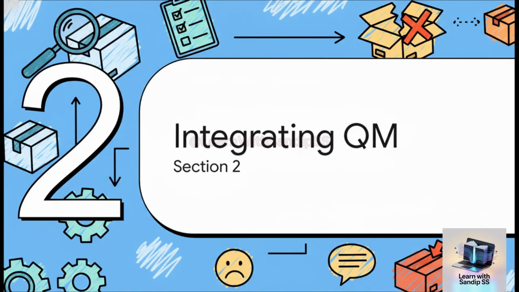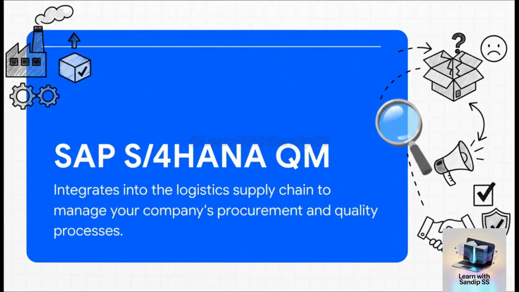And that first line of defense? Well, it has a name. It's the tool that's built specifically for this challenge, SAP S4HANA Quality Management. Now, the most important word you see here is integrates. Seriously, SAP QM isn't some separate piece of software that you have to somehow bolt on. No, it's woven right into the fabric of the entire logistics supply chain. It's what connects your procurement, your inventory, and your production teams to manage quality like a well-oiled machine.